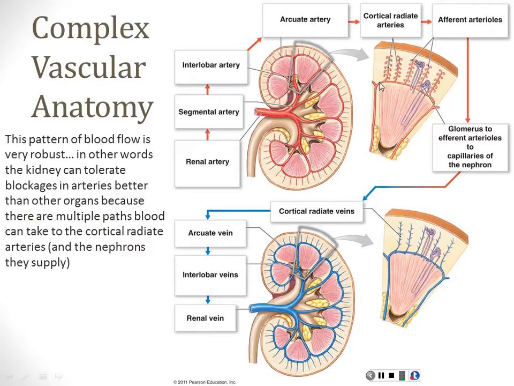But so from the arcuate artery, we have these cortical radiate arteries. Cortical because they're in the cortex. Radiate because they radiate out like a sun. They are all sticking out in opposite directions, like rays. And so then these little balls, these are the afferent arterioles and the glomeruli attached.